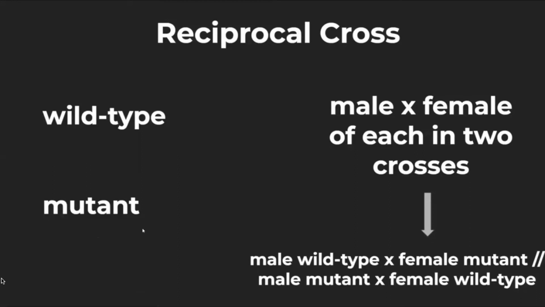So what the reciprocal cross does is it takes a male and a female of each in these two categories, and we do two different crosses of them, right? So in the first one, we're going to take a male wild type, a normal male, and a female mutant and cross them and see what we get as the offspring.